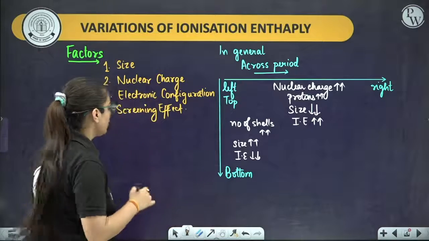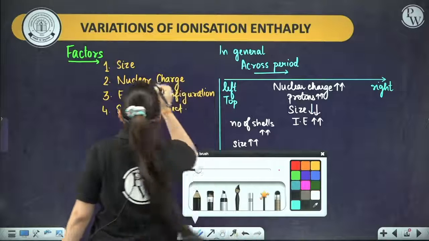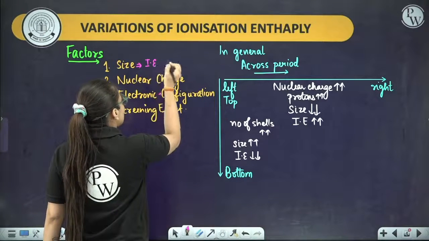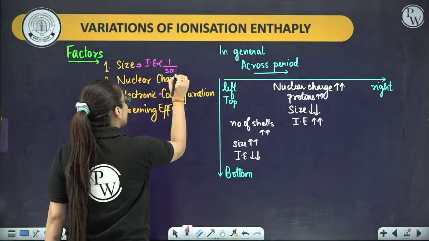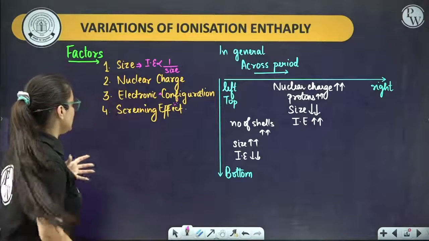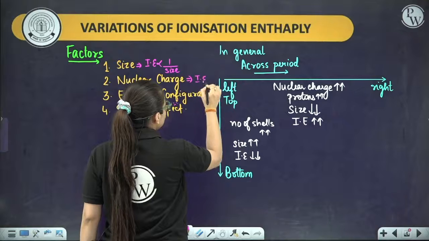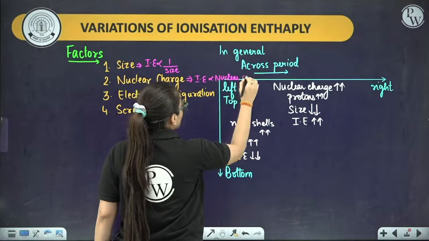It will decrease. Why? Because the very first factor that we were discussing is size. Always remember, ionization enthalpy or energy is inversely proportional to size. If you are going to increase size, ionization enthalpy will decrease. Let us talk about nuclear charge. Ionization enthalpy is directly proportional to nuclear charge.